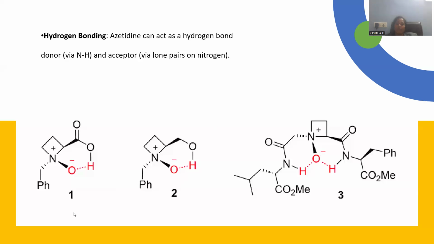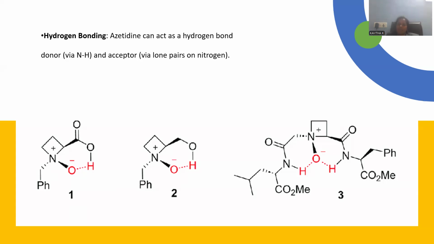Let me show hydrogen bonding about this azetidine molecule. Azetidine is polar in nature. Nitrogen lone pairs are available that have a strong tendency to bind with the hydrogens of the water molecule.